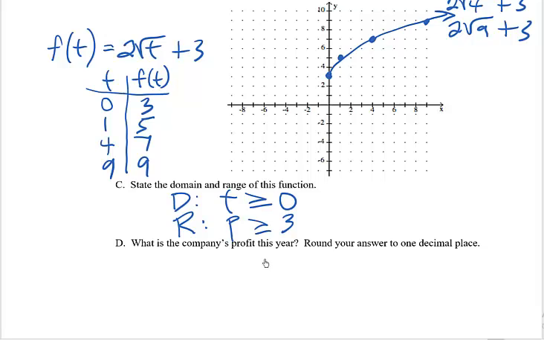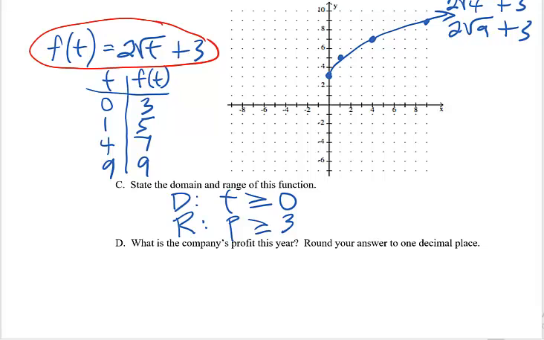Okay, let's finish it off with using the equation to answer a question. And here was the equation again. The question said, what is the company's profit this year? Well, obviously, as you're looking at this, it depends on what year you're watching this video. I'm making it in 2020, so I will use the year 2020 to demonstrate.